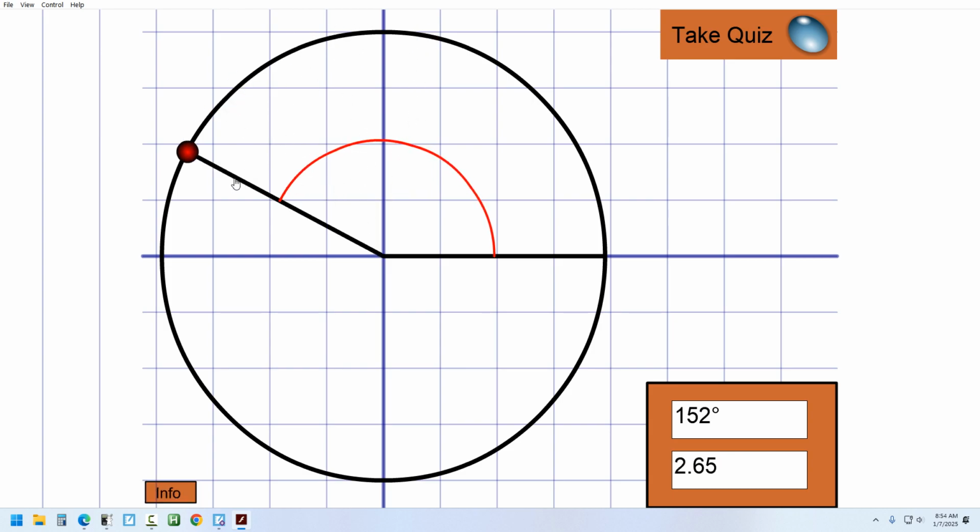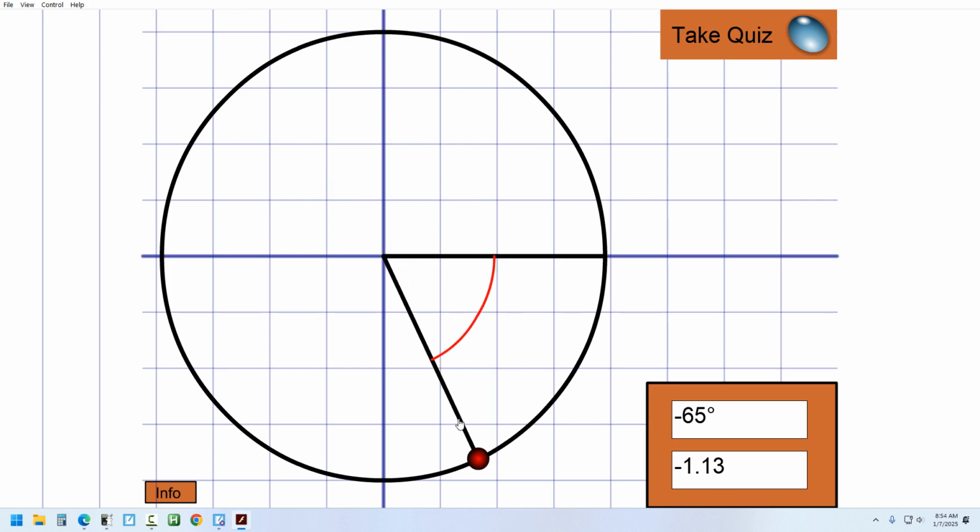All I can do here is move the terminal side. I can't move the initial side. That always stays horizontal. But if I rotate in the other direction, look what happens to my angle. Because I went clockwise, it's showing as a negative angle. So that's the only difference between a positive angle and a negative angle. It's describing the direction you rotated in.